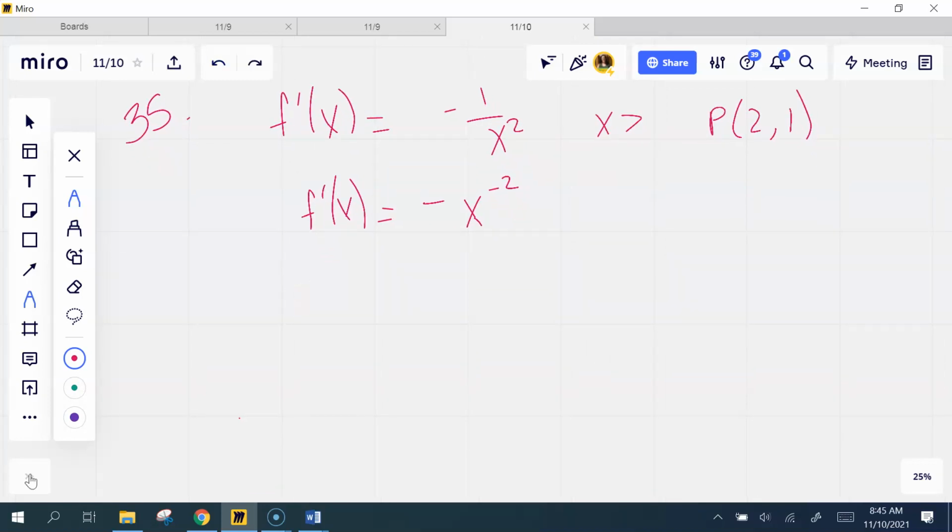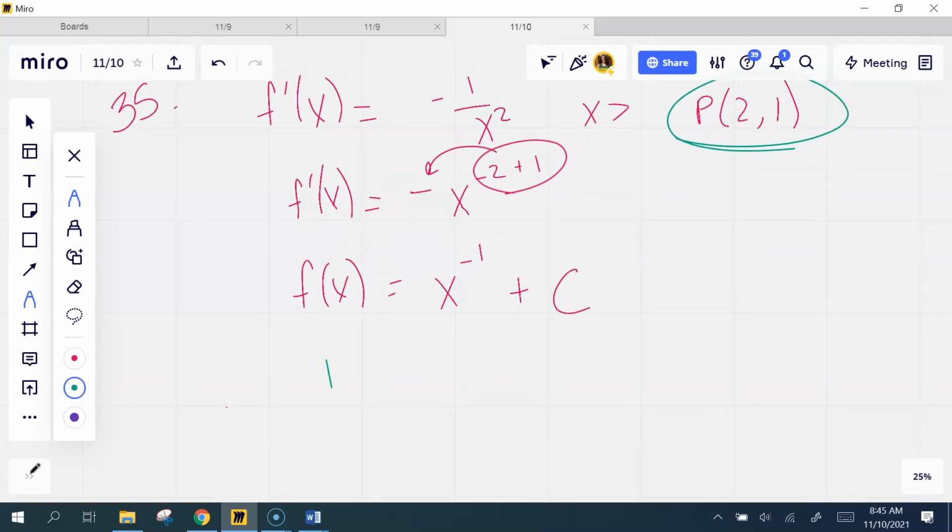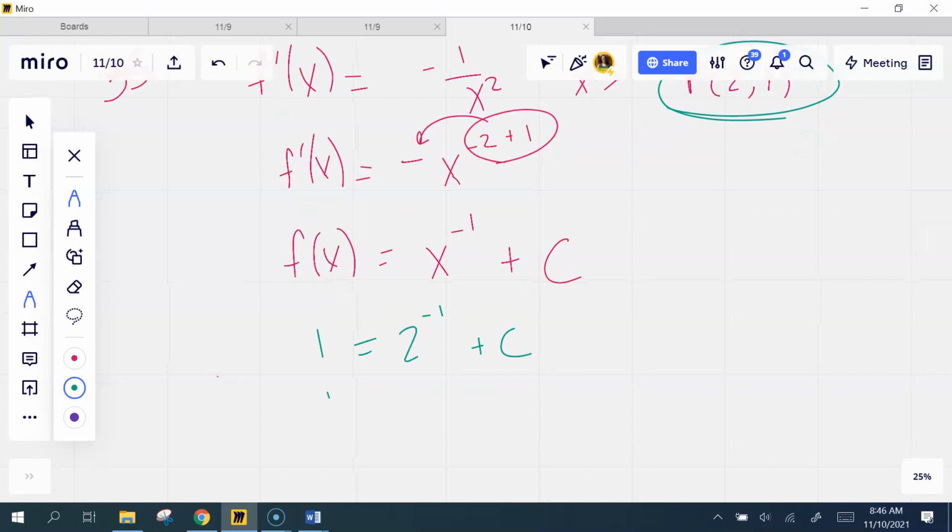All right, so it won't take but a second. The derivative here, so I'm going to add 1, and then this is what I'm going to divide by in the front. So I have x to the -1 plus, do not forget that constant c, and I am going to use the point that is given to me, 2, 1. So 1 equals 2 to the -1 plus c to find the value of c here. So this is 1 equals 1/2 plus c. I subtract 1/2 and get 1/2 equals c.